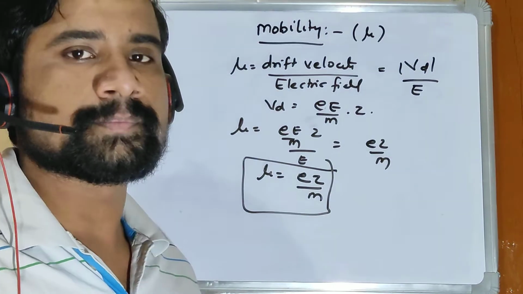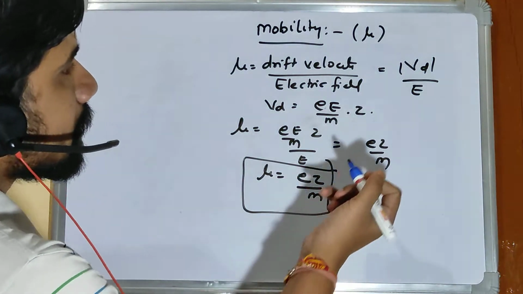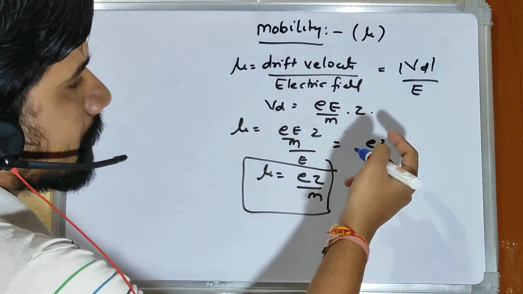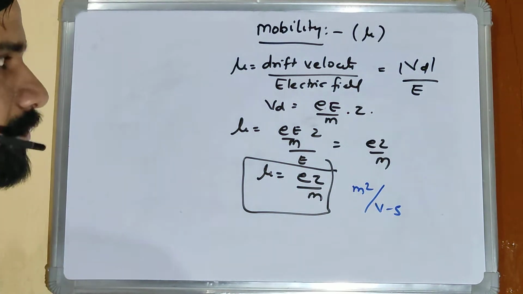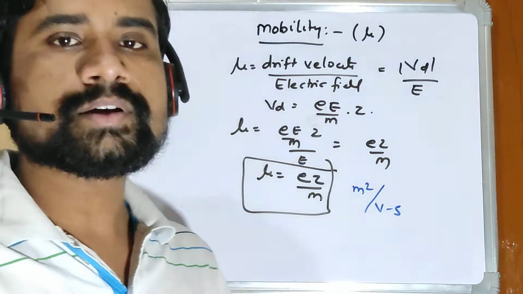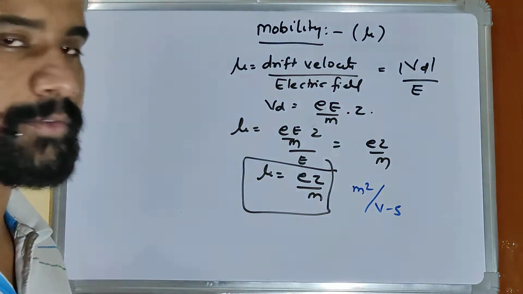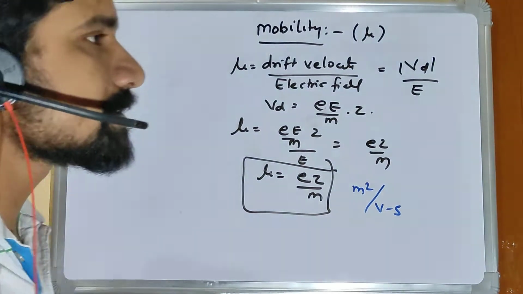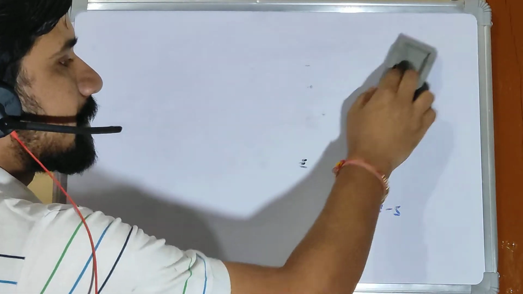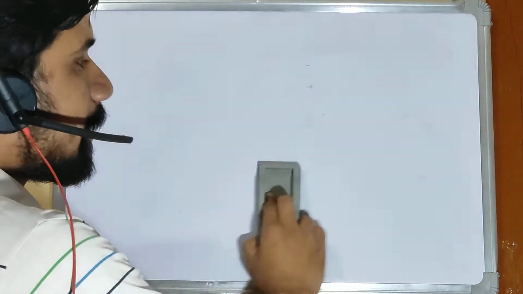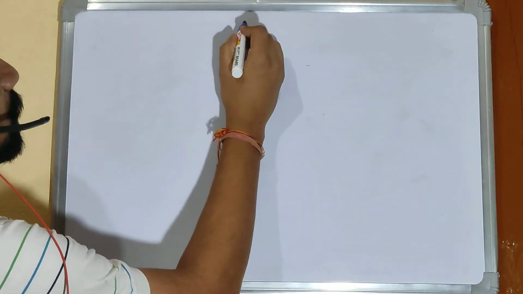So this is how we calculate mobility, right? Okay. And what is the SI unit of mobility? The SI unit of mobility will be meter square per volt second, right? You can calculate this using this. E is nothing but volt per meter and velocity is meter per second, so meter square per volt second, right? Now we have discussed all these parameters, drift velocity, relaxation time, mobility, and we also know Ohm's law, right? Now let's discuss the limitations of Ohm's law.